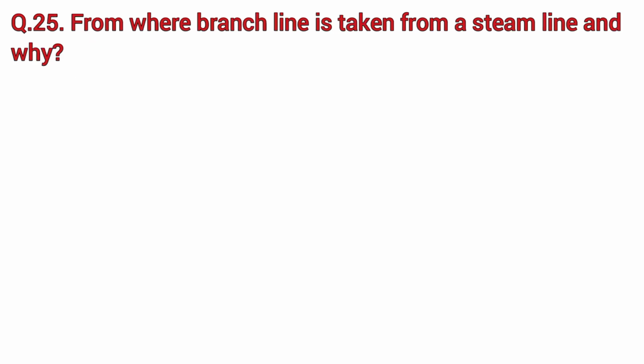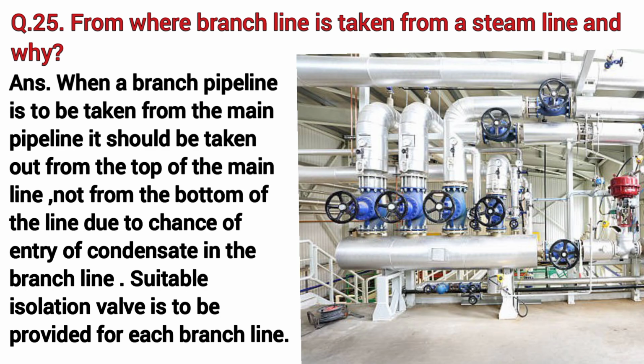From where is a branch line taken from a steam line and why? When a branch pipeline is to be taken from the main pipeline, it should be taken out from the top of the main line, not from the bottom of the line, due to chance of entry of condensate in the branch line. Suitable isolation valve is to be provided for each branch line.